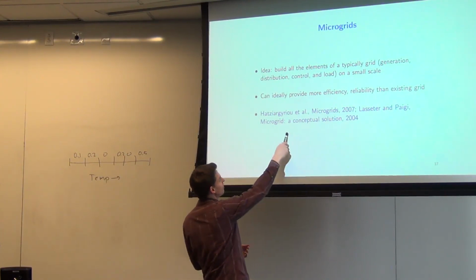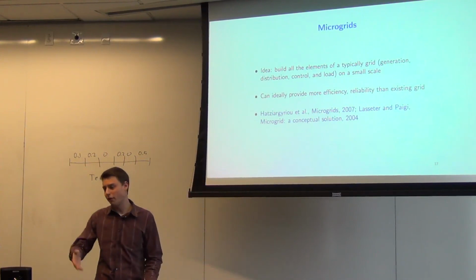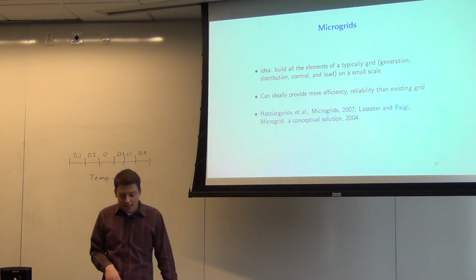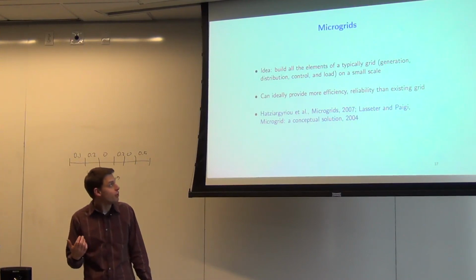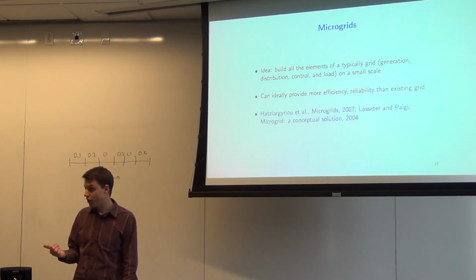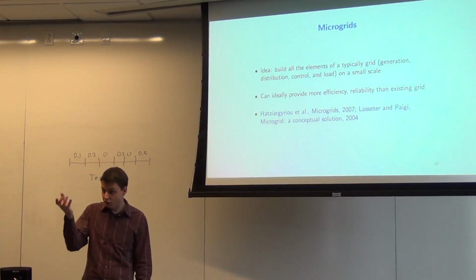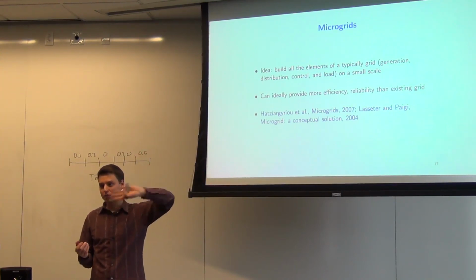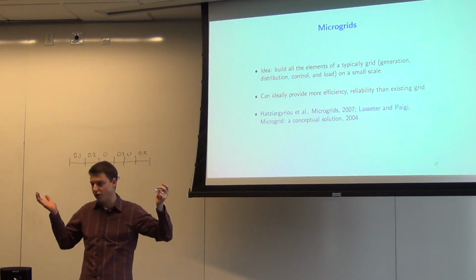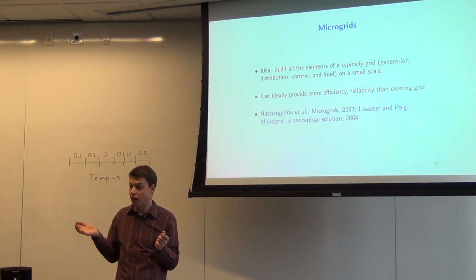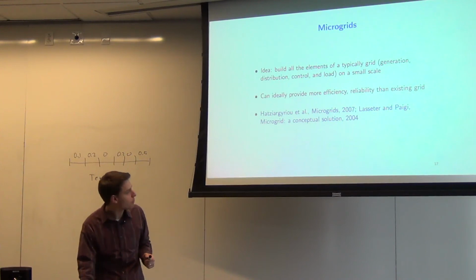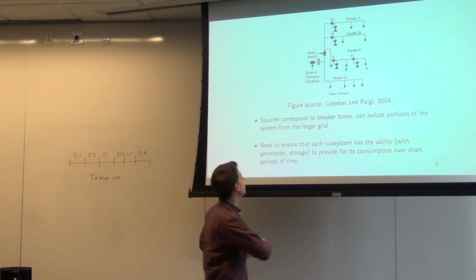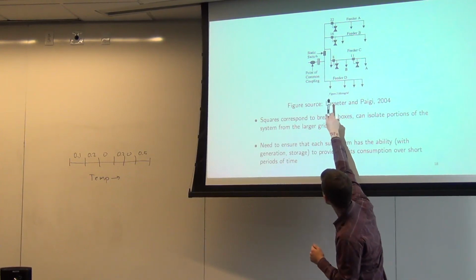There are lots of papers on this, and even more if you just Google microgrid. There'll be tons of things that come up. Now, the benefit here is that they can, at least in theory, provide more efficiency or reliability than the grid, right? Because in theory, if you can provide everything locally and power goes out due to some crazy planning problem far, far away, you can still provide for yourself, maybe over a short period of time, given what you have right now.